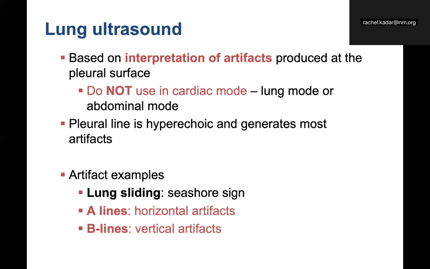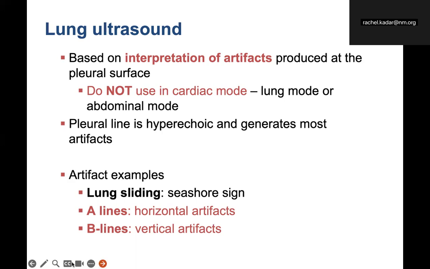The pleural line is going to be hyperechoic or bright white, and it's going to be what generates most of these artifacts. So this is important when we talk about how to position the probe. We want to position the probe in a way that makes that pleural line as bright as possible, which is usually going to be horizontal across the screen.